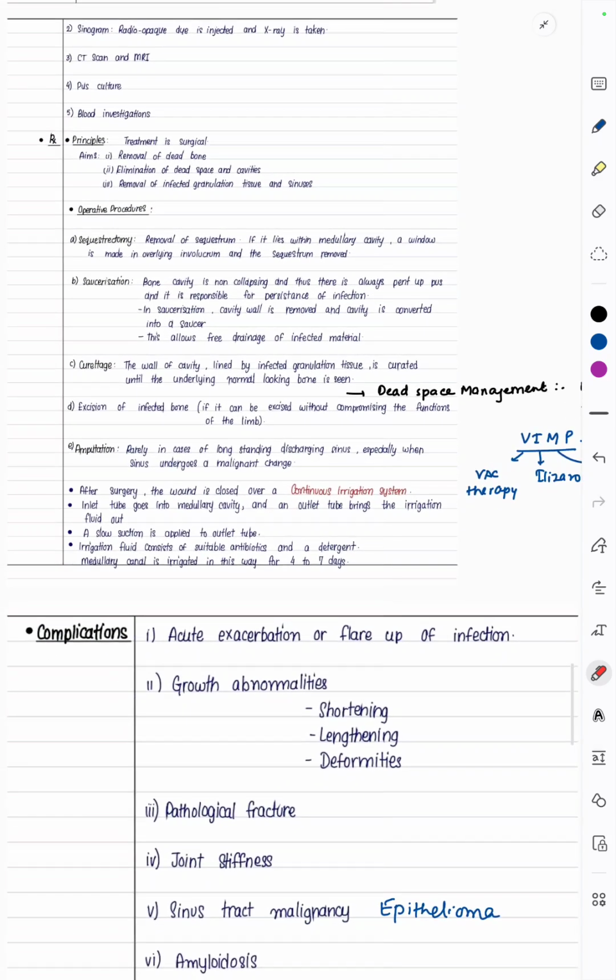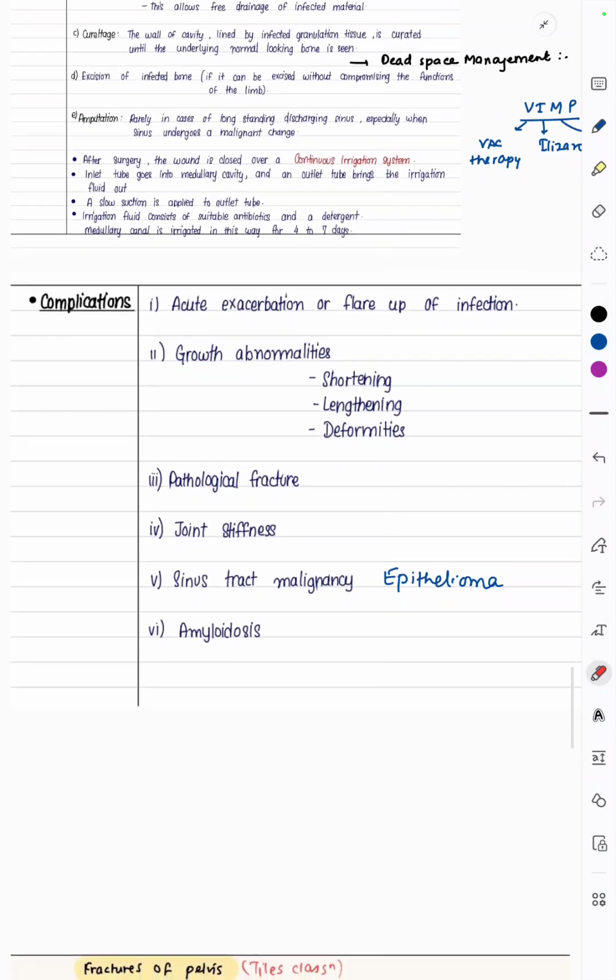Apart from that, there is excision of the infected bone. Curettage of the infected granulation tissue takes place, and finally amputation is recorded in very rare cases of long-standing sinuses. Then after surgery, the wound is closed over a continuous irrigation system, and a slow suction is applied to the outer tube, so that the irrigation fluid, which consists of suitable antibiotics, irrigates out all the granulation tissue.